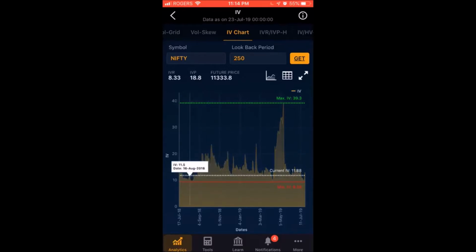IVR is basically where the current implied volatility lies in comparison to its periodic high and periodic low, right? And the IVP, or implied volatility percentile, is nothing but the percentage of days that implied volatility has been lower than this current reading of 11.88. So that IVP is 18.8 and IVR is 8.33.